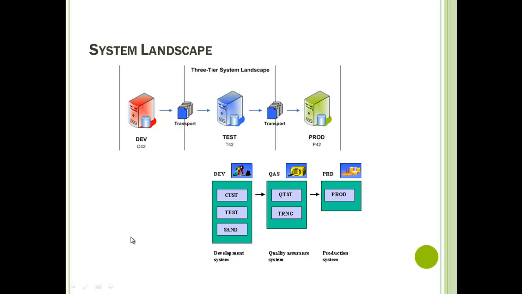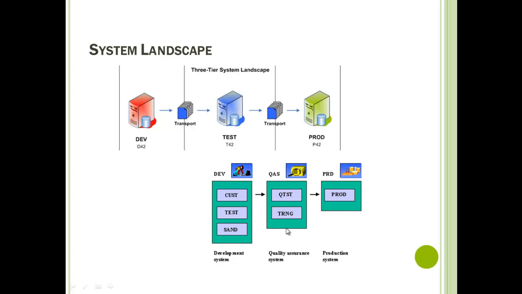Now what is a five system landscape? A five system landscape means there will be one more system in between development and quality. They will call it a pre-production system. This pre-production system is a copy of the production system, refreshed quite often, but no testing is done there. It will be mainly used by technical people and project managers to simulate the actual impact on the productive system when you are doing any big changes in the systems.